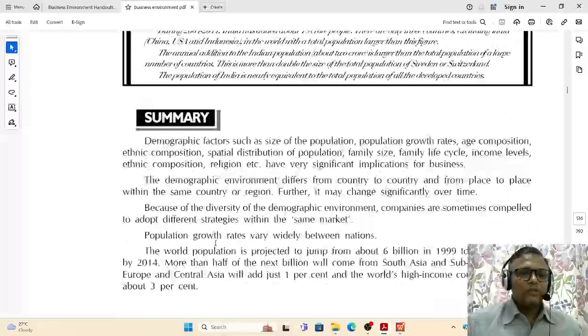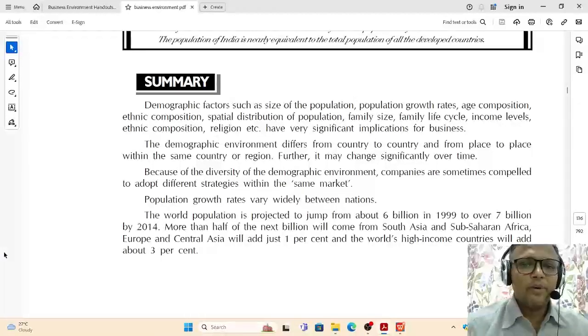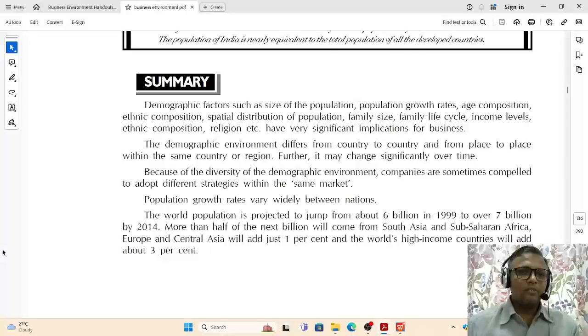Now, if I just summarize this part, the demographic factors such as size of the population, population growth rates, age composition, ethnic composition, sectoral distribution of the population, family size, family cycle, income levels, religion, etc., have a very significant implication for business. And thus, the demographic environment differs from country to country, from place to place, and within the same country, from region to region. Because of the diversity of the demographic environment, companies are sometimes compelled to adopt different strategies in the same market, and population growth rates vary widely between nations.